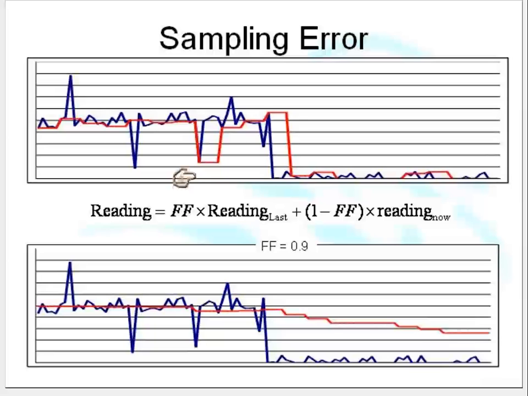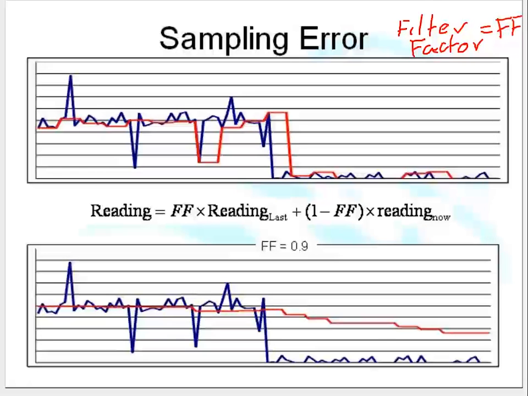To get around this problem, we use a thing called a filter factor. I really should have labeled that. A filter factor, which is abbreviated to FF.